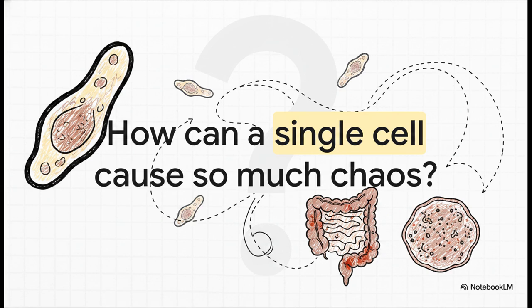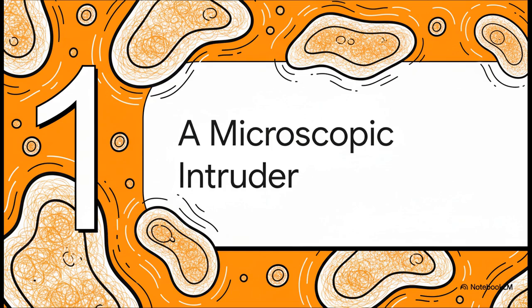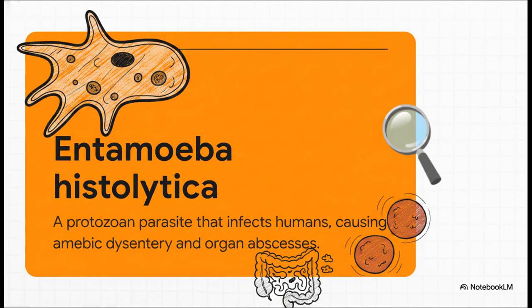Well, let's find out. Okay, so first things first, let's get a proper introduction to our antagonist here. Who exactly is this invisible intruder? So Entamoeba histolytica is what's called a protozoan parasite. Basically, you can just think of it as a tiny animal-like cell that has to live inside a host to survive. And in this case, the host is us. This little guy is the culprit behind some pretty serious conditions, most famously amoebic dysentery and nasty liver abscesses.